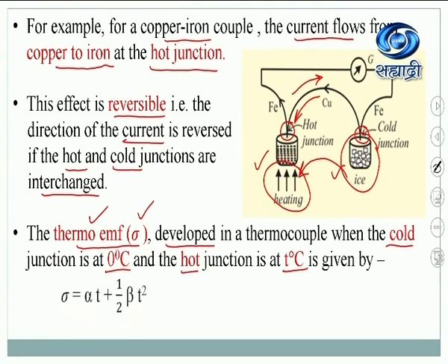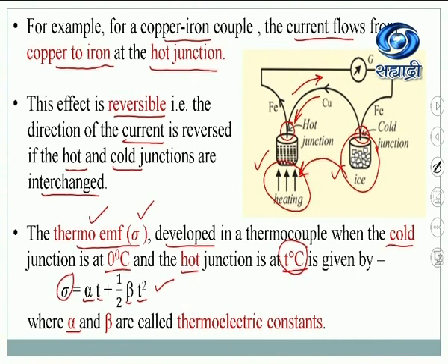It is given by sigma is equal to alpha into t plus 1/2 beta into t square. What is this t? t is the temperature in degrees Celsius. In the book it is shown with capital T, but capital T is a symbol generally used for absolute temperature. Therefore, I had used this as a small t. So alpha t plus 1/2 beta t square. This is the relation which gives the thermo EMF that is generated in this circuit.